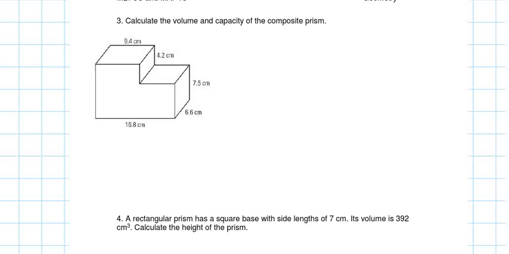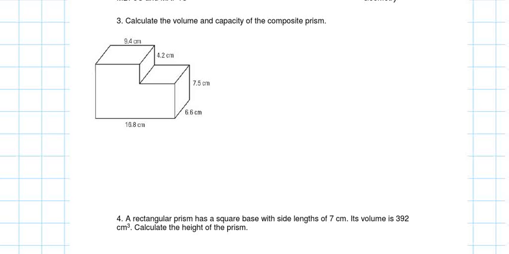So calculate the volume and capacity of the composite prism. If we're looking at the volume of a composite prism, it's the same thing. You're going to have to split it into multiple prisms, and then find the volume of each and add them together. Another way is to find the volume of the big prism, and then take out the piece that they have cut out. Whatever is easier for you.